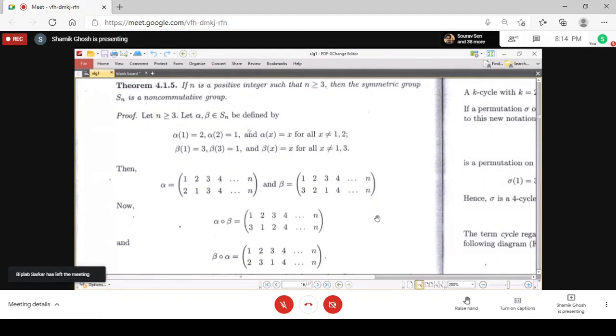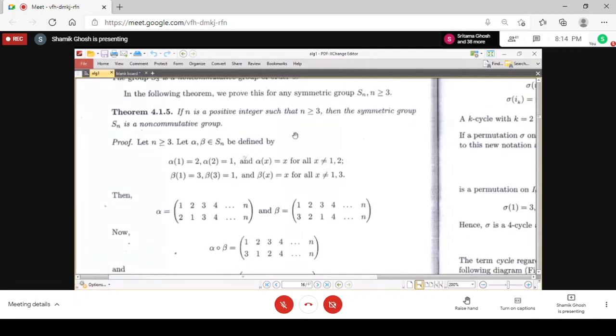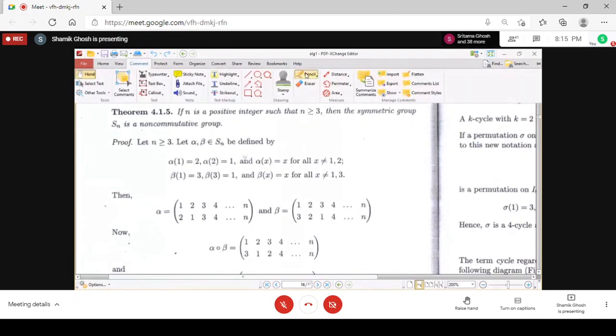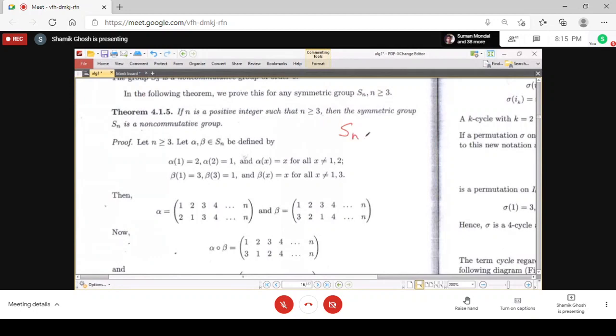So for every n greater than or equal to 3, it is non-commutative. But for n equal to 2, it is commutative, because S2 has only two permutations: the identity and the transposition 1-2. So it is obviously commutative. 1-2 is the only non-identity element here, and its inverse is itself. So S2 is a commutative two-element group, but from S3 onwards, all of these are non-commutative.